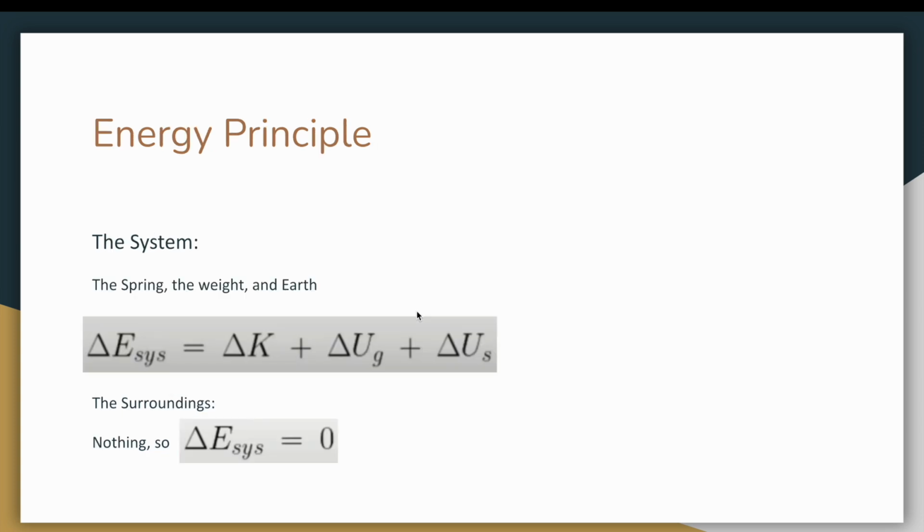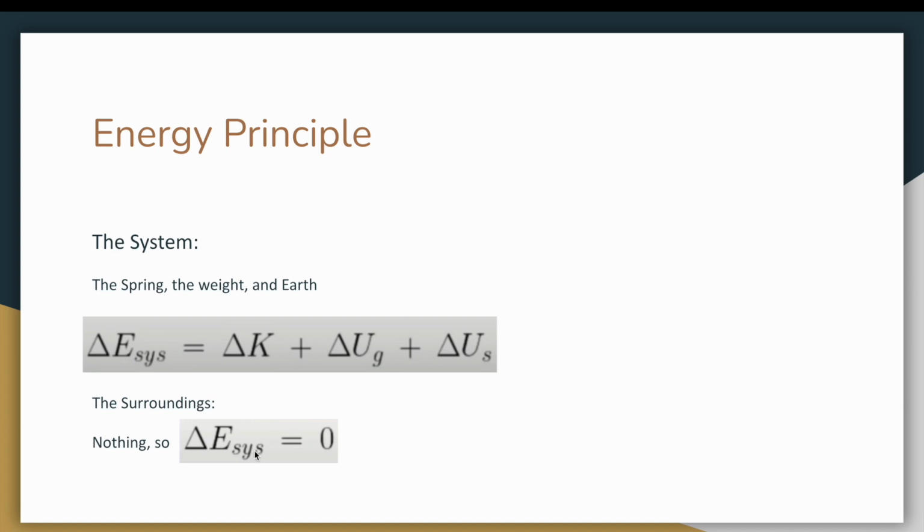The energy principle states that the energy must be the sum of all of the things in the system, and also in the surroundings. In this one, our surroundings have no energy, because we're making our system the spring, the weight, and the earth. And that should say surroundings down there, I apologize.